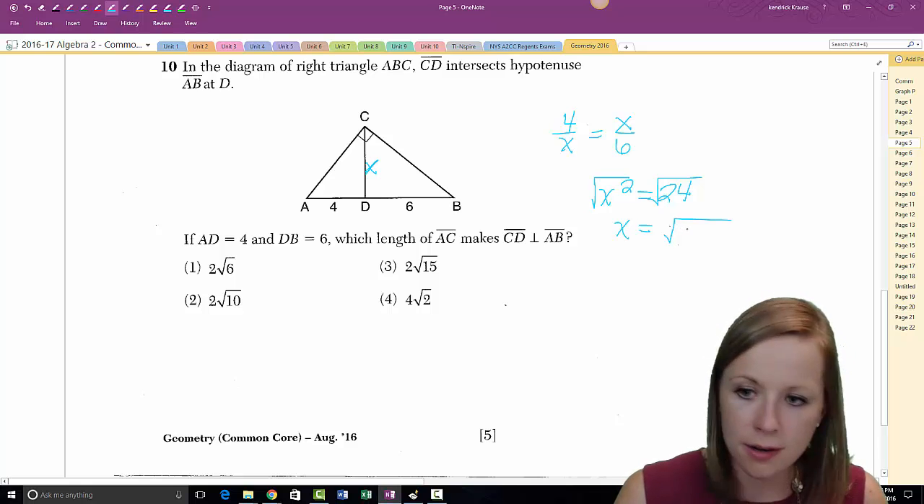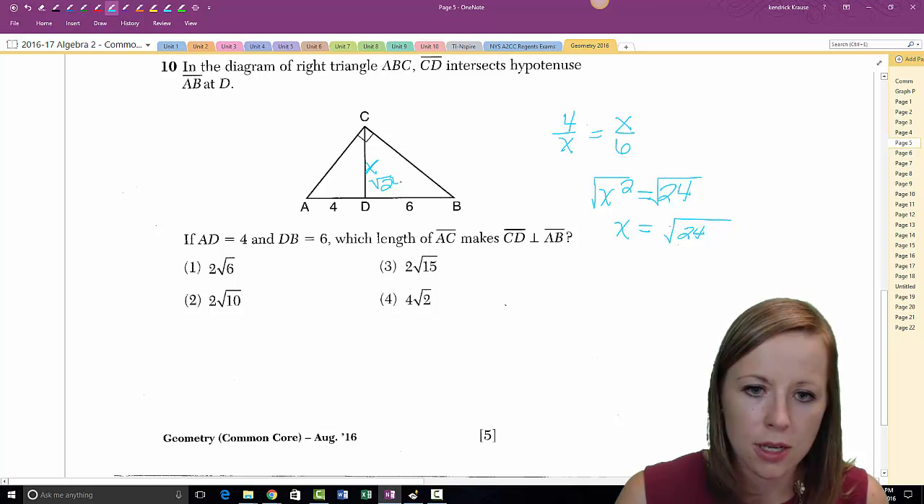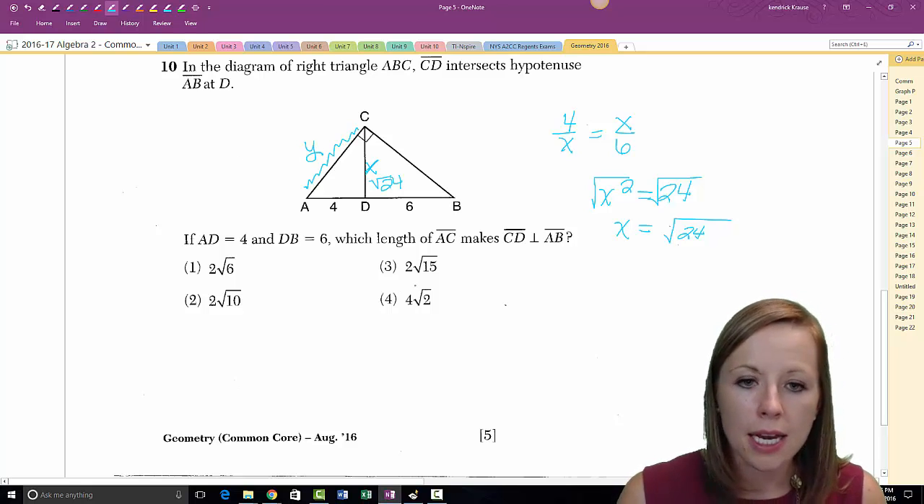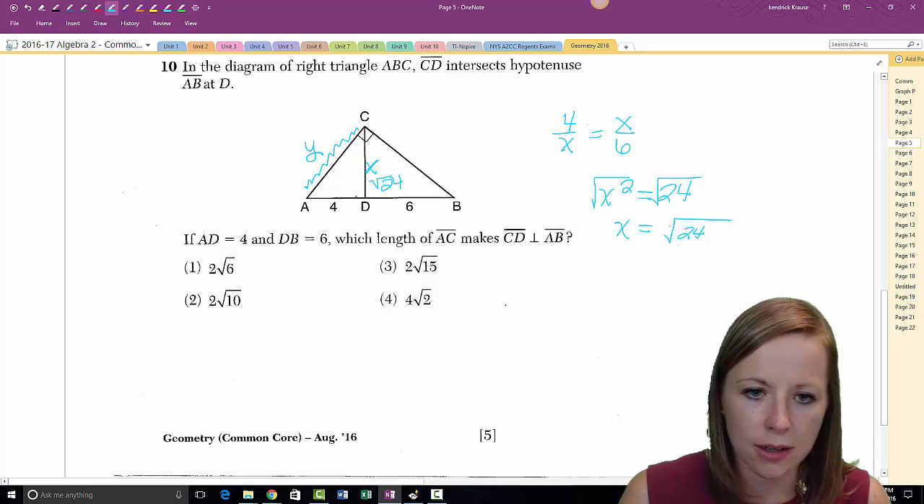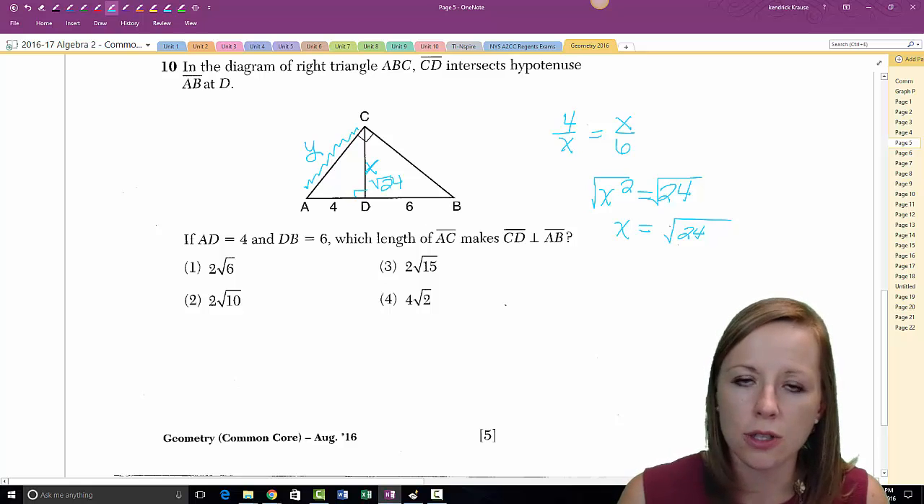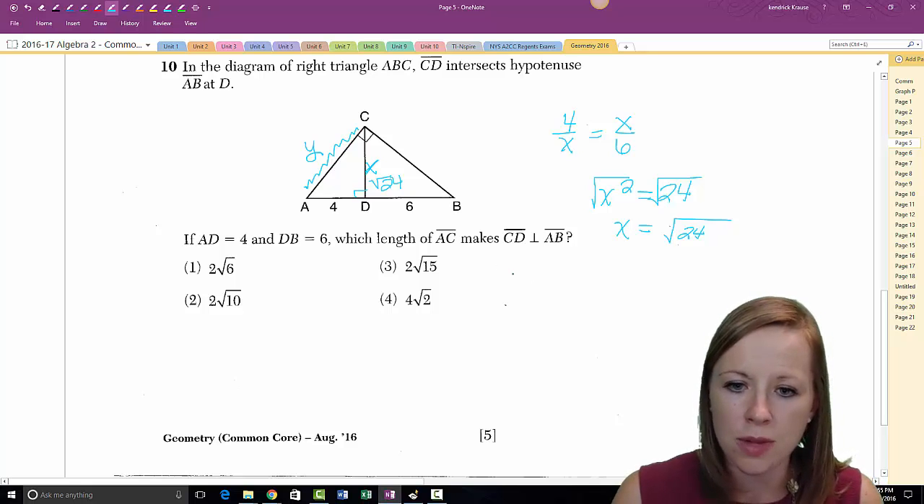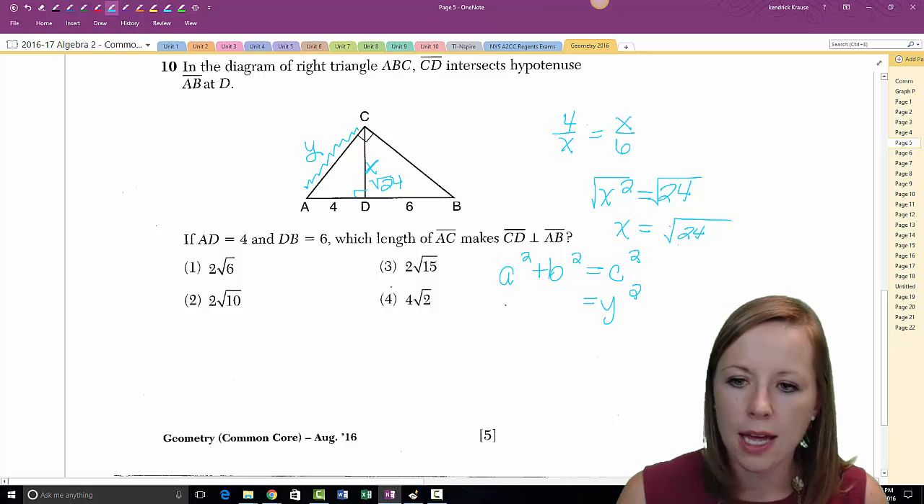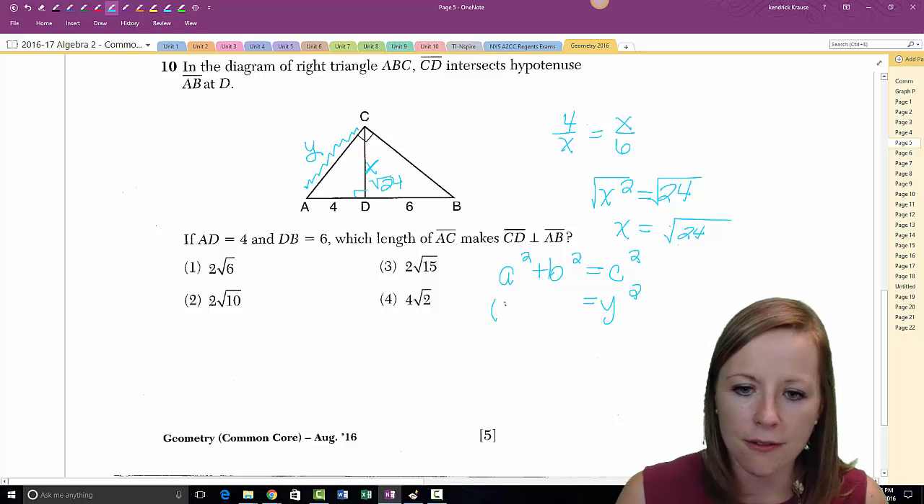Well, the square root of 24 is this altitude. We want to find A to C. We want to find this side here, so I'm going to call that y. Now, I know that this is a little mini right triangle, and I have 2 sides of that mini right triangle, so I'm just going to use the Pythagorean theorem. A squared plus B squared equals C squared. I want to find the hypotenuse, so that's the C squared. I'm going to call it y squared. And then my A and my B are my 4 and my square root of 24.